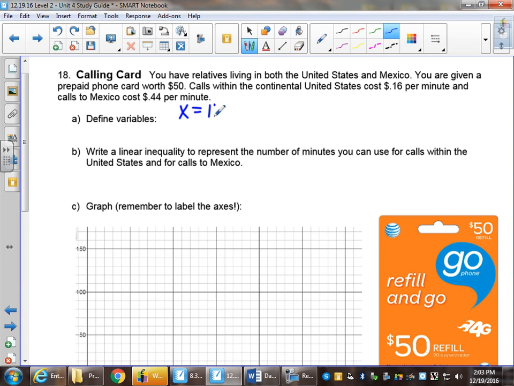So X will be number of U.S. minutes, sorry, not calls, minutes. And Y will be number of Mexico minutes. And when in doubt, if you look at the B part, that could actually help you. Use the test to help. If you weren't sure and then you read B part, it says write a linear inequality to represent the number of minutes you can use. It gets me my two kinds of minutes. So don't just say, oh, I don't know how to define the variables and move on. No, keep reading because the test could actually help you out.